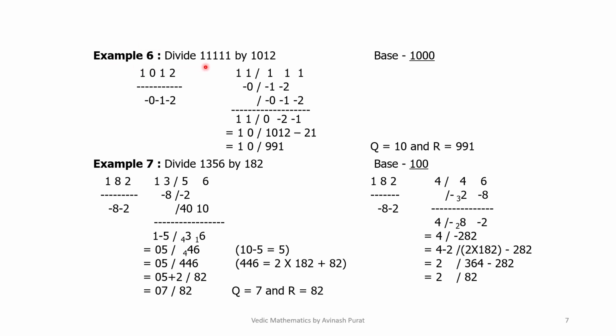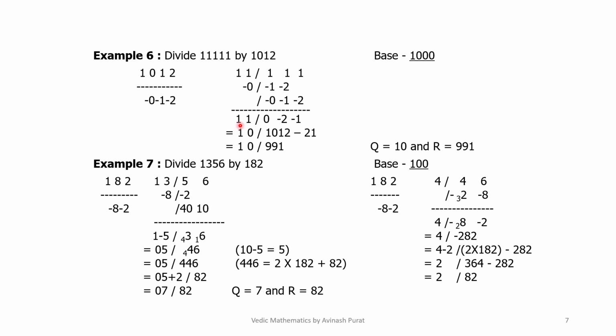Example 6. Divide 1111 by 1012. Base is 1000. 1012 divided by stroke, I mean below this 0 minus 1 minus 2. 11 stroke 1 1 1. 1 taken down, 1 multiplied by 0 minus 1 minus 2 is 0 minus 1 minus 2, 1 minus 0 is 1, 1 multiplied by 0 minus 1 minus 2, so 1 minus 2 is minus 1, 1 minus 2 minus 1 is minus 2, and 1 minus 1 is 0.